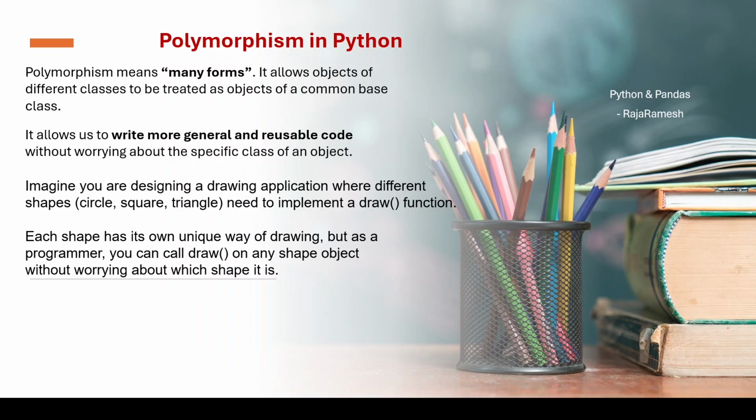To understand this better, imagine you are designing a drawing application where different shapes like circle, square, and triangle need to be implemented by a single function called draw. So you will have this draw function in all the classes like the circle class, square class, and triangle class, and so on. Each of these shapes has its own unique way of drawing. But as the programmer, you don't need to worry about that, and you can call the draw function on any shape object without worrying about which shape it belongs to. Based on the object we use to call the draw method, the respective shape will be drawn.